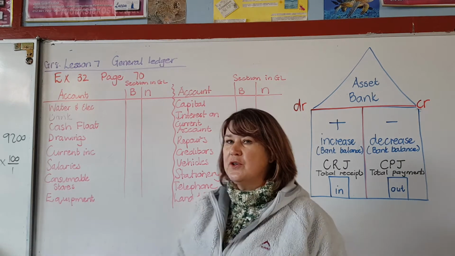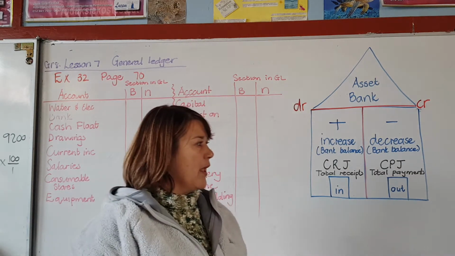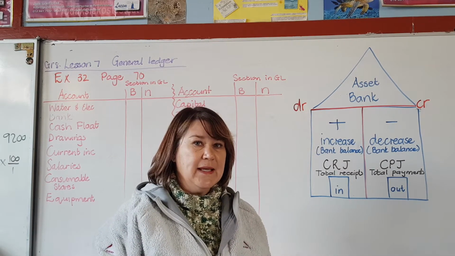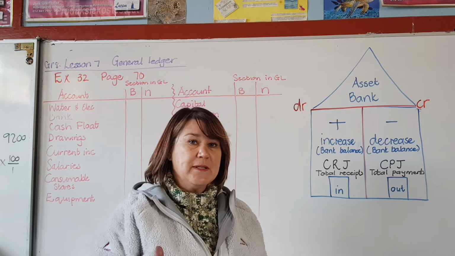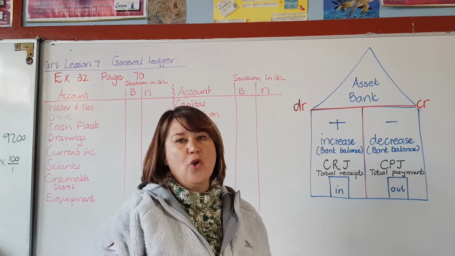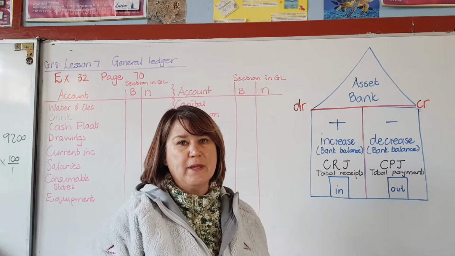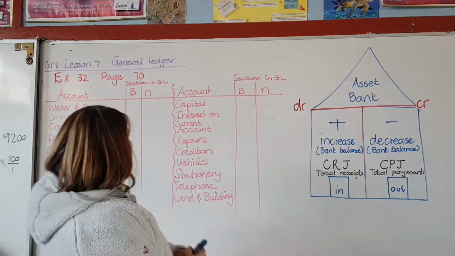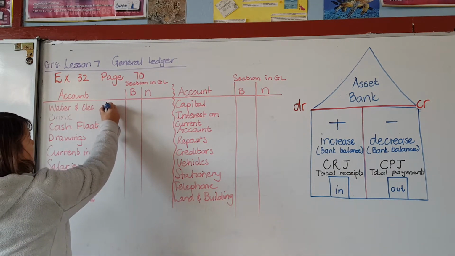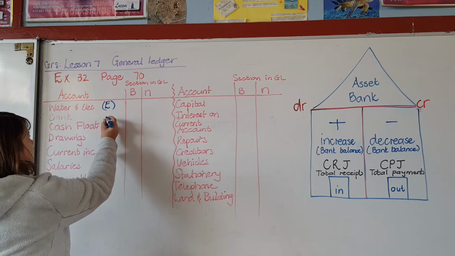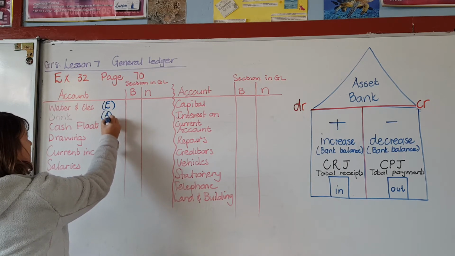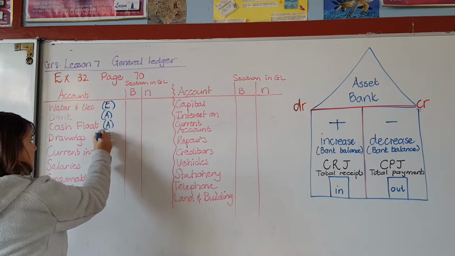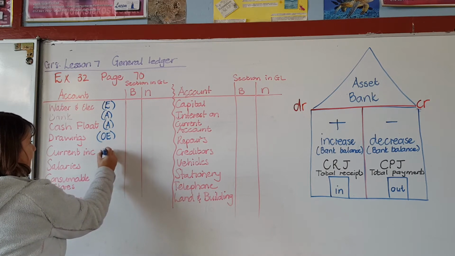So now we have to remember I said that your balance sheet is your assets, your liabilities and your owner's equity, and that's going to be your capital and drawings. And your nominal account section will be then all your income and expenditure. Alright, so firstly, water and electricity is an expenditure. Bank is an asset. Cash float is an asset. Drawings is owner's equity. Current income is an income.